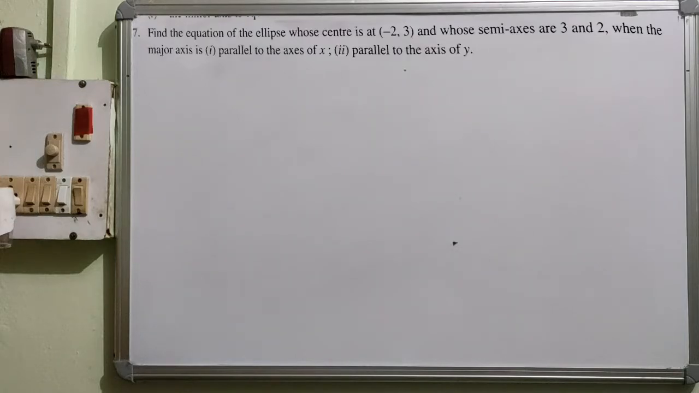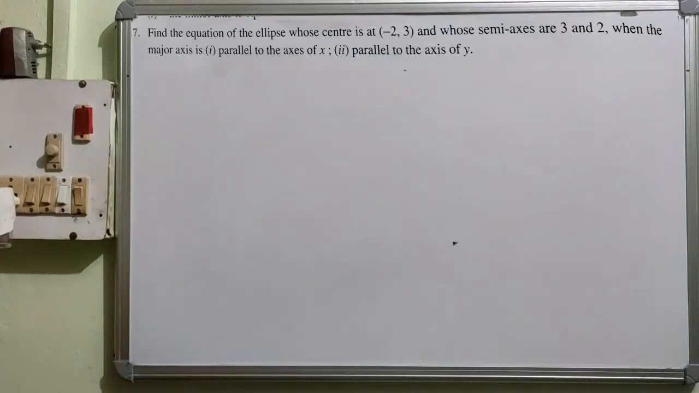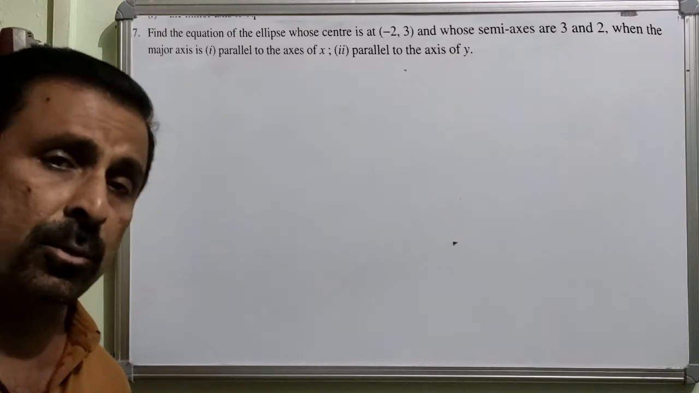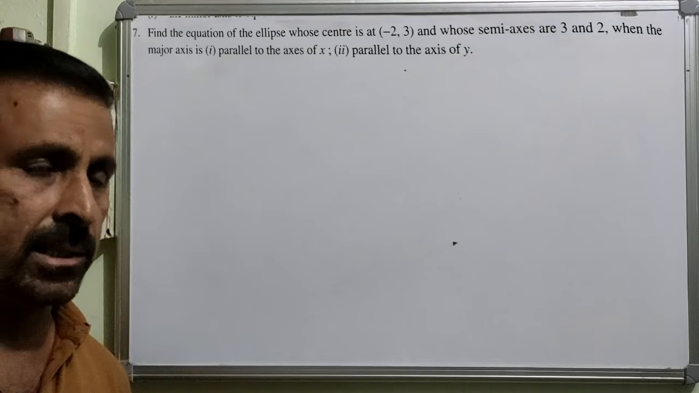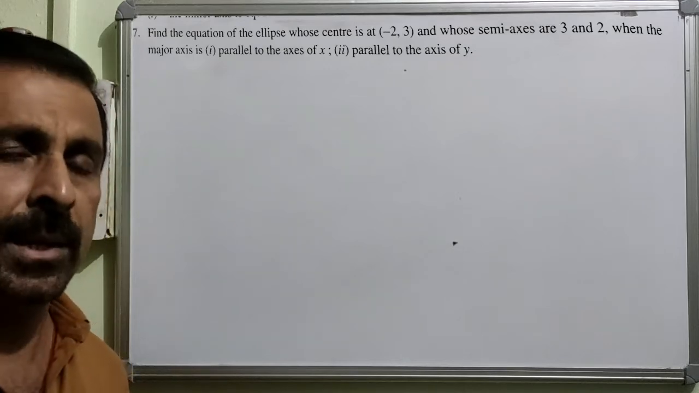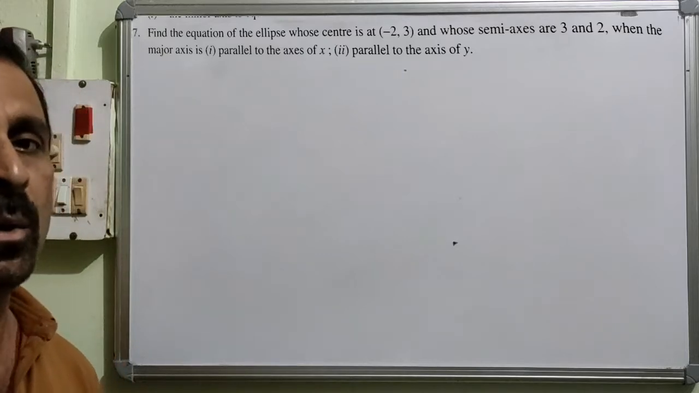As you can see on the board, question number 7 says: find the equation of the ellipse whose center is at -2 and 3 and whose semi-axes are 3 and 2, when the major axis is parallel to the x-axis, or, second case, when the major axis is parallel to the y-axis. So here we have to solve this question in two different cases. First of all, we are going with case 1, that is Roman number 1.